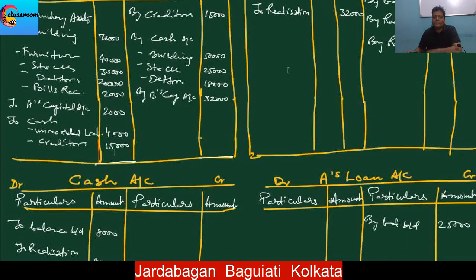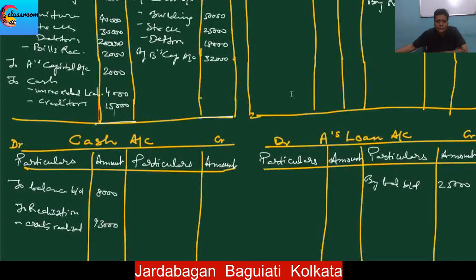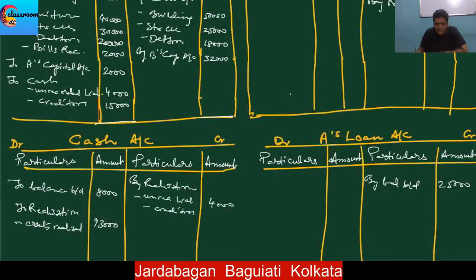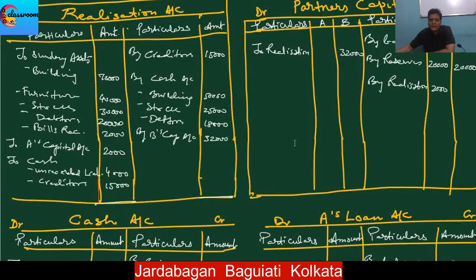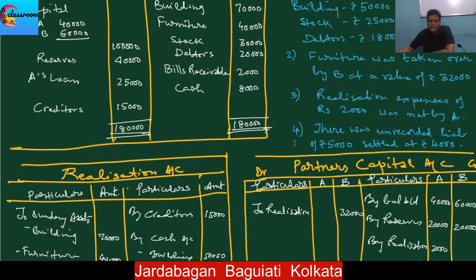The moment I wrote to cash, in the realization account, I need to write by realization over here for the payments. This is unrecorded liability. And this is creditors. The amount was 4,000 and 15,000. Fine. Having done this, we have passed all the journal entries regarding the transfer of assets, liabilities, disposal of the assets, and meeting of the liabilities.